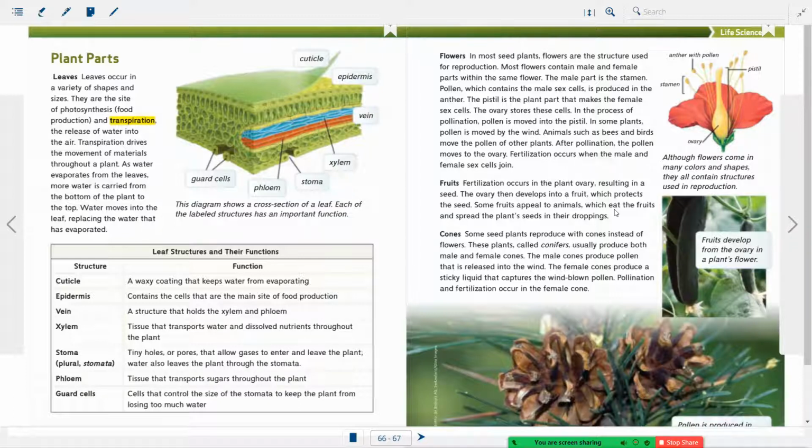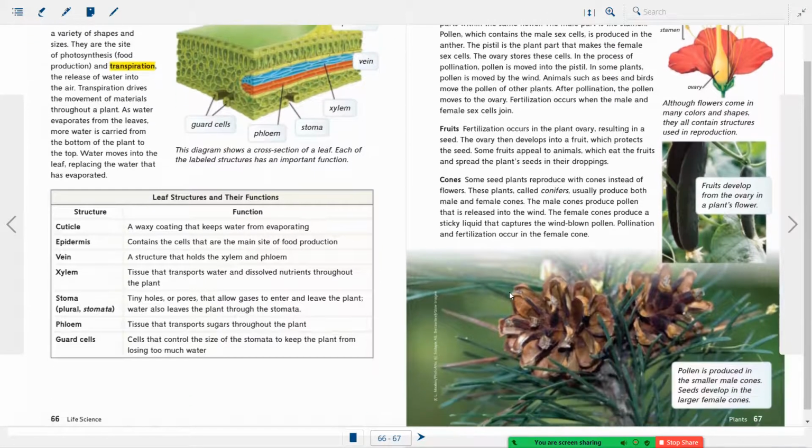Cones. Some seed plants reproduce with cones instead of flowers. These plants, called conifers, usually produce both male and female cones. The male cones produce pollen that is released in the wind. The female cones produce a sticky liquid that captures the wind-blown pollen. Pollination and fertilization occur in the female cone.